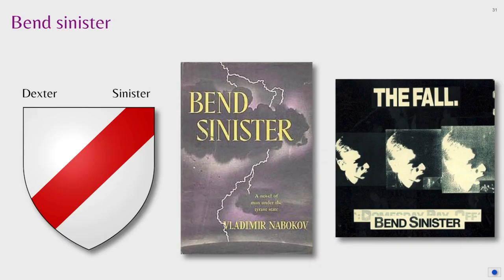So a bend is a diagonal stripe. A bend sinister is the heraldic term for a diagonal stripe from low left to high right. Sinister, you might know, is Latin for left, but it describes the left side from the point of view of the shield bearer. It could also be a book by Nabokov or a 1986 album by The Fall.